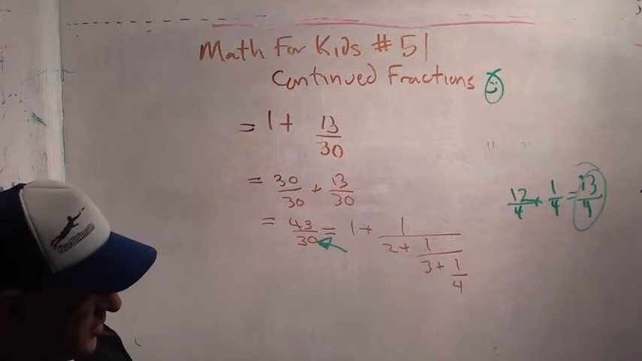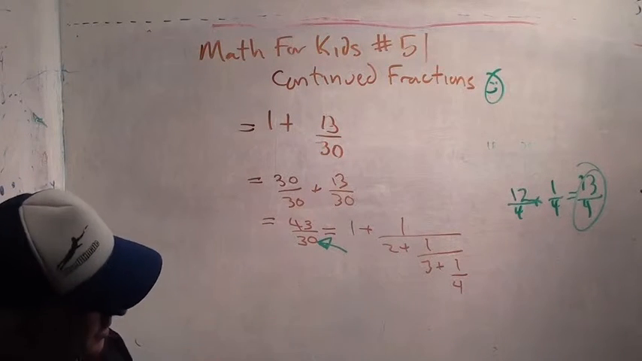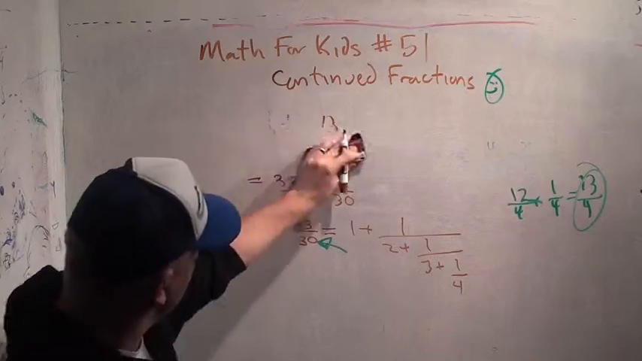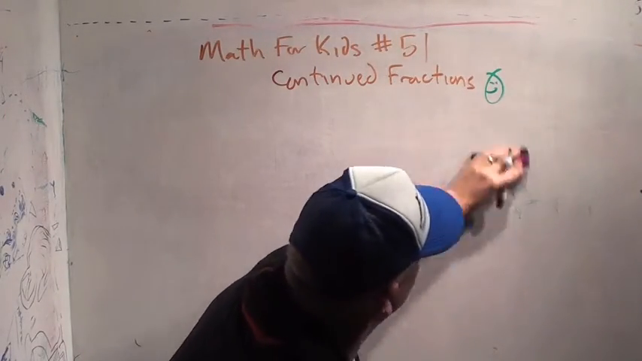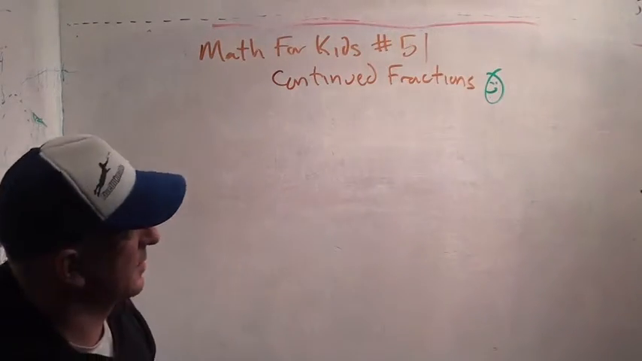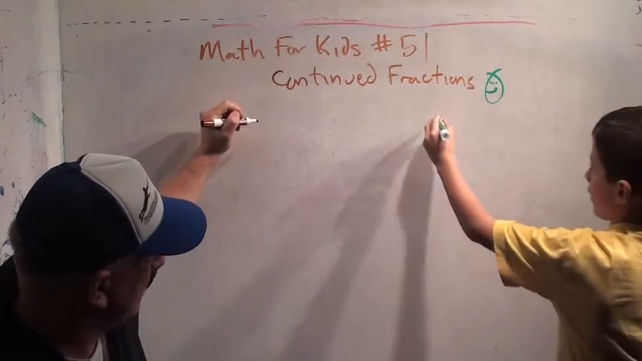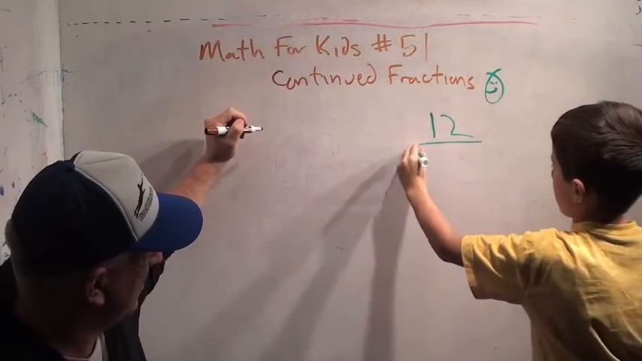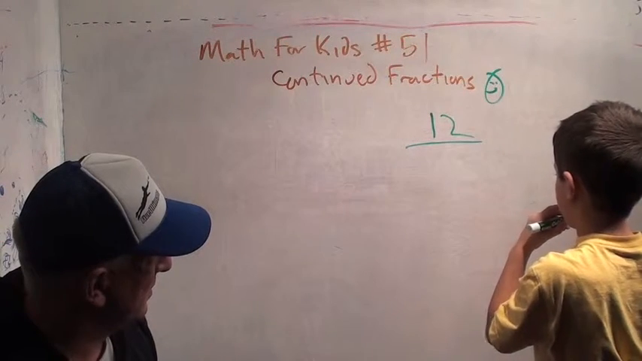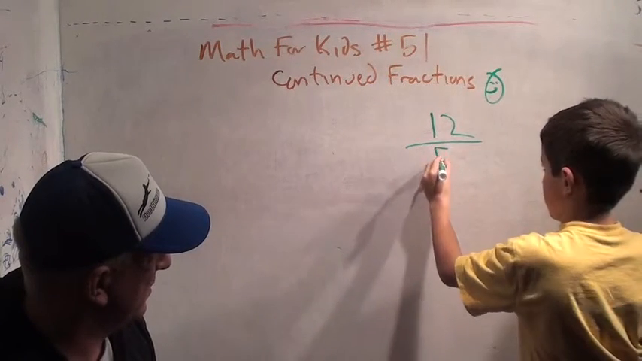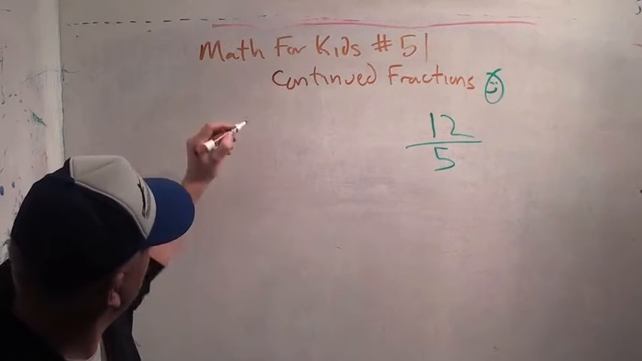Okay, so we just learned how to go from a continued fraction to a number. Why don't we go the other way? From a number to a continued fraction. From a number the way we normally write it, or a fraction the way we normally write it, to the other way. Okay. So let's make something up. Give me a numerator. Give me a denominator. Just make the numerator bigger than the denominator. How about 12 fifths? Okay, awesome. I have no idea what this is going to be. 12 fifths.